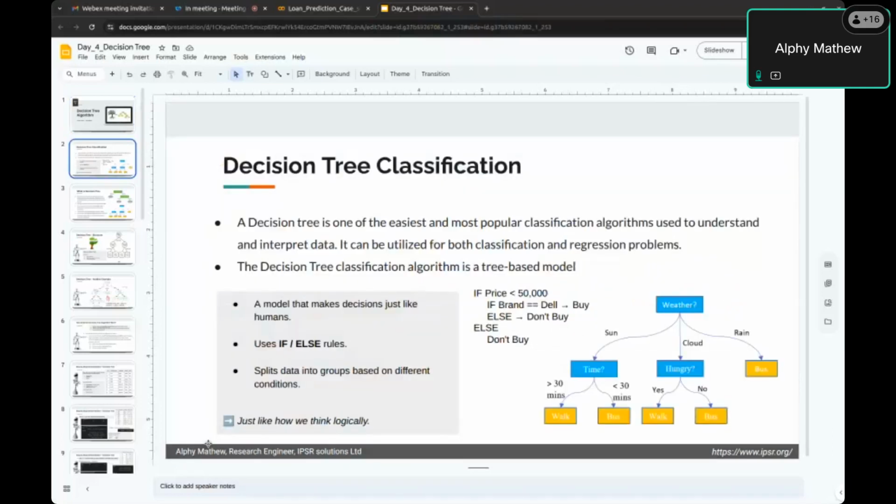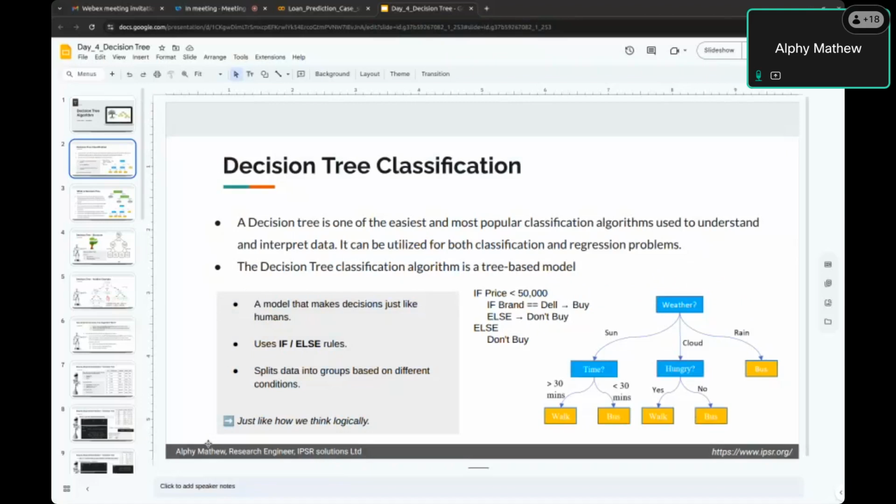A decision tree is one of the simplest and most popular algorithms used in data science. The reason people love it is because it works almost exactly like humans making decisions in real life. This decision tree can be used in both classification and regression. In our session, we will be discussing how the decision tree works with if-else rules in classification.